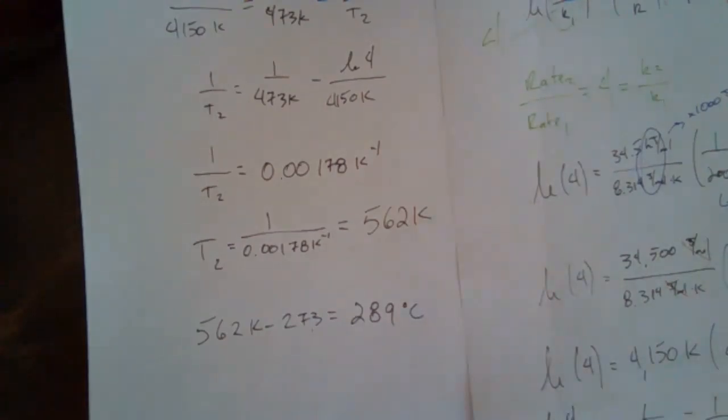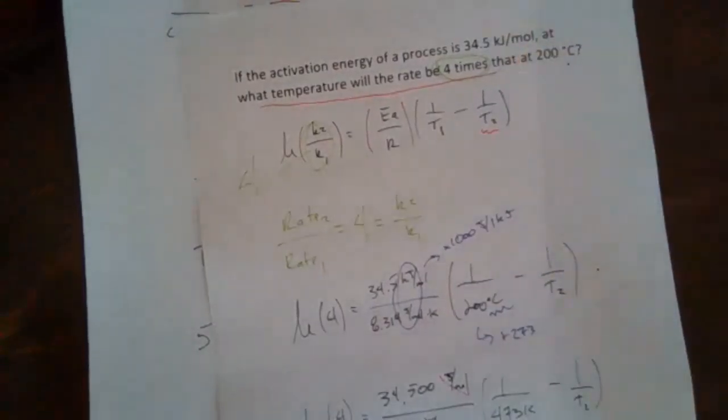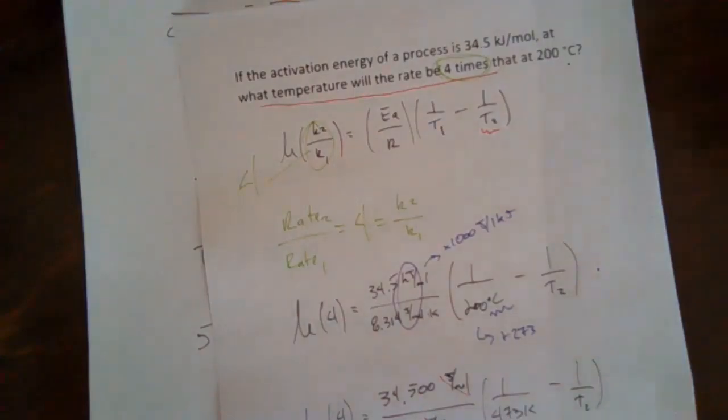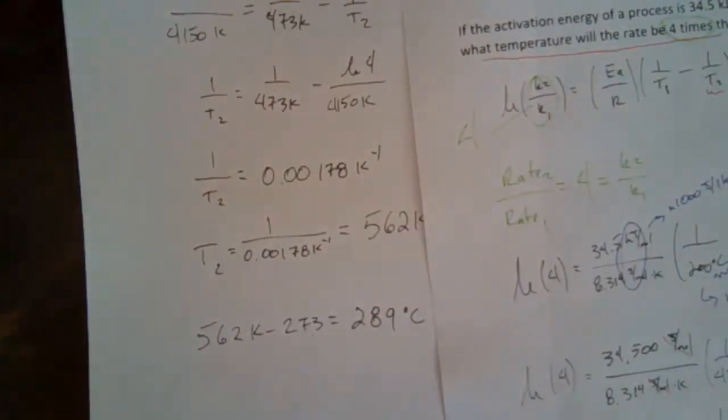But this is the kind of predictive chemistry we want to be able to do. How do I make the rate faster? We know that increasing the temperature will always work, but how fast do we need this rate to go? We don't need to blast the temperature up to like 800 degrees Celsius. We can just go to say 289, which is still hot, but reasonable, and we can be efficient in how we increase our temperature in order to get a desired rate.